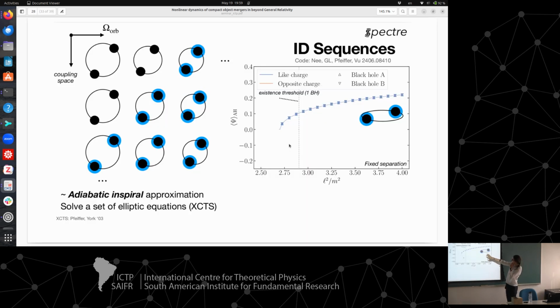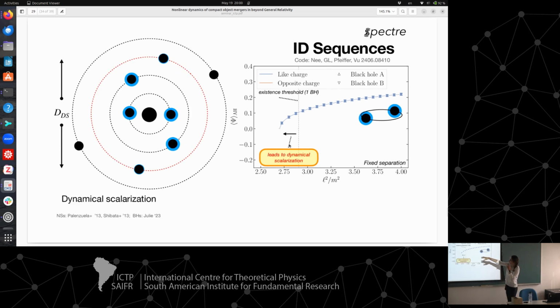If you do this for the similar charges, here again we have our coupling on the x-axis and the scalar field on the y-axis. This line here is the threshold for an isolated black hole to spontaneously scalarize. What you can see is that you have a shift in the existence threshold when you have two black holes that have the same sign. This is not something I will focus on, but I do want to mention that this effect is the one that typically gives rise to dynamical scalarization.